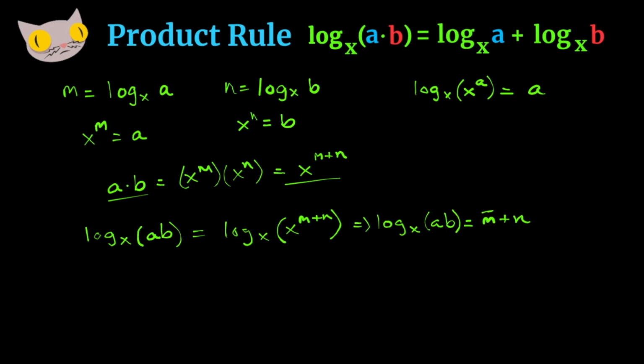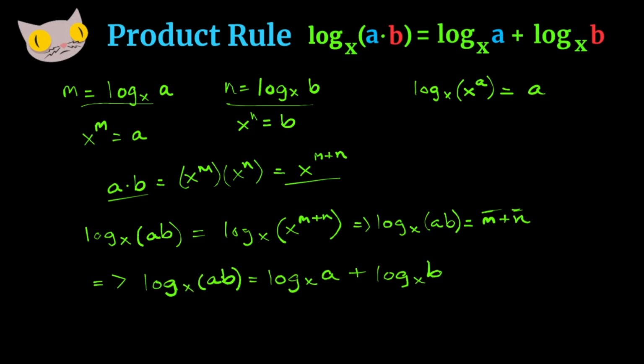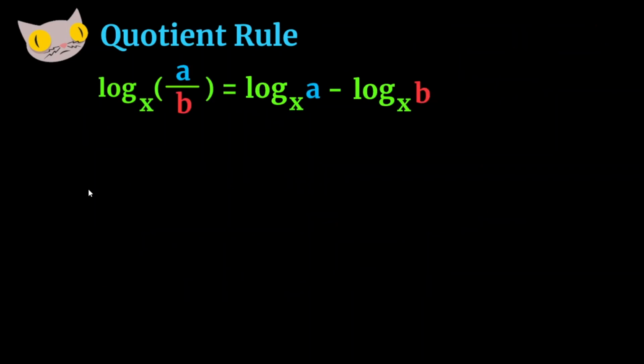And we have our values for m and n up here. So filling it out, we have log base x of a times b is equal to log base x of a plus log base x of b, just like we have up here. So there we go, we just proved the product rule for logarithms. Now let's prove the quotient rule for logarithms.